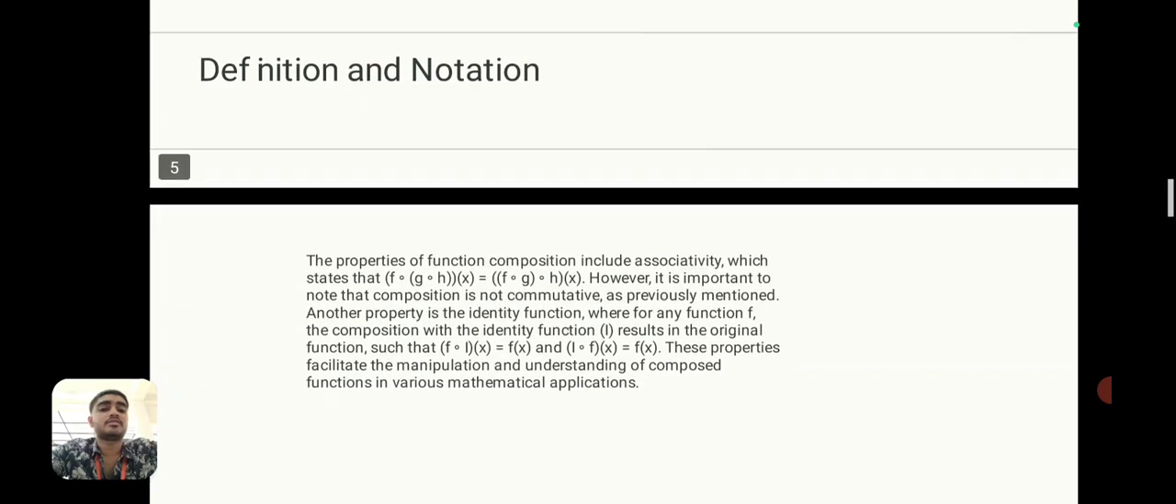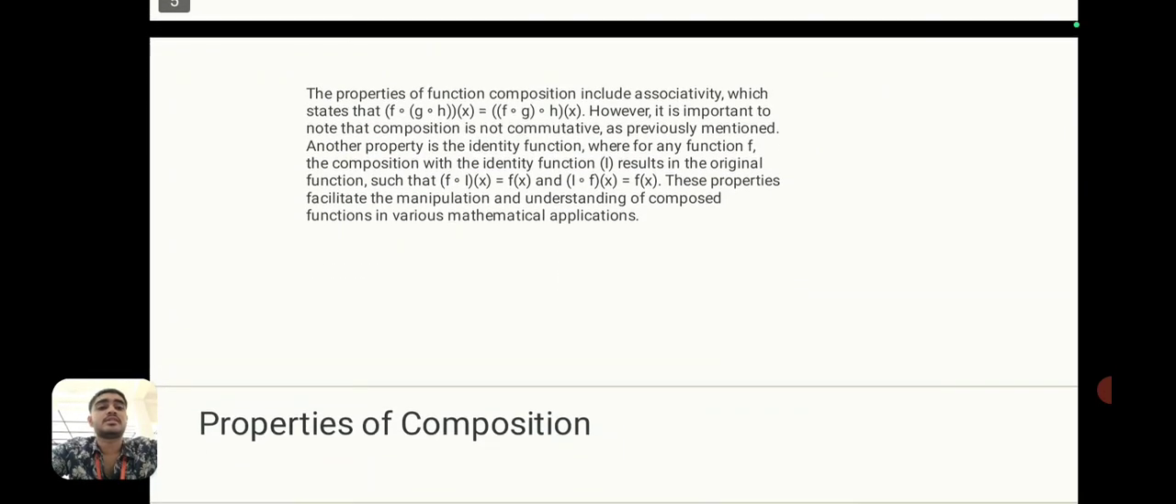Definition and notations. The properties of function composition include associativity, meaning (f∘g)∘h(x) equals f∘(g∘h)(x). However, it is important to note that composition is not commutative, as previously mentioned.